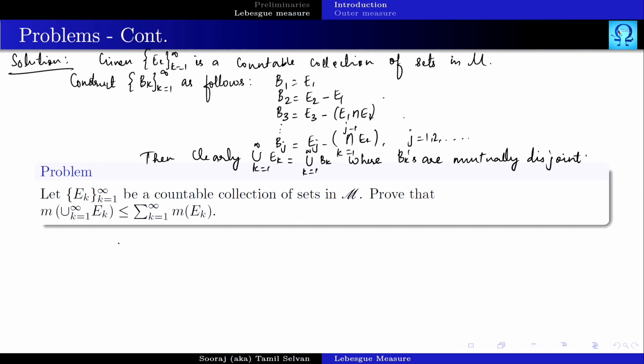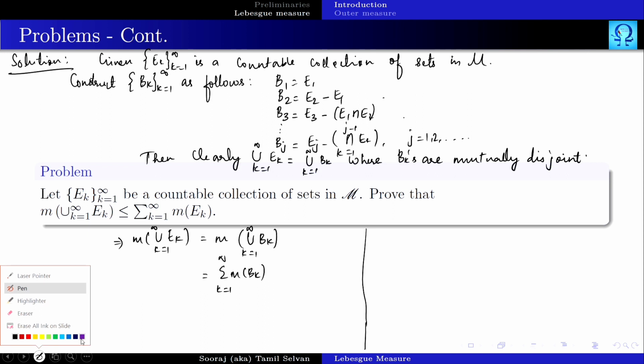Okay, so the measure of the union over k from 1 to infinity of ek is the same as the measure of the union over k from 1 to infinity of bk. Since bk is a collection of mutually disjoint sets, this is the summation over k from 1 to infinity of m of bk. Now what should we do?